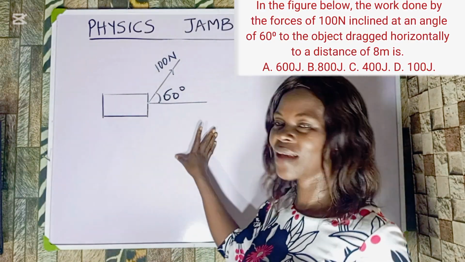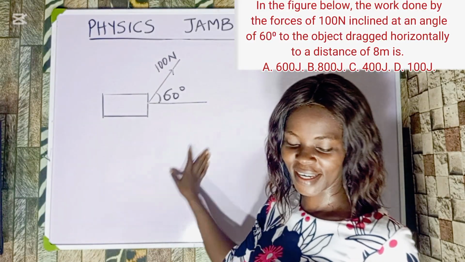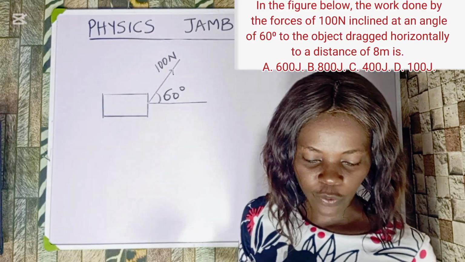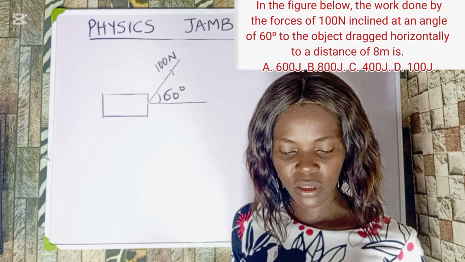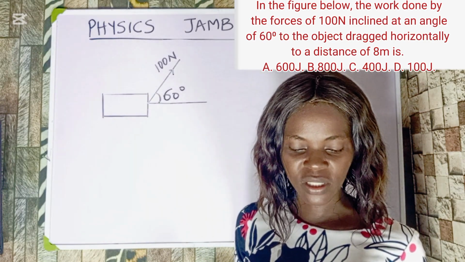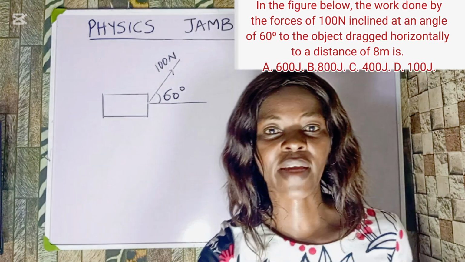So I'm going to use this diagram on the board to explain this work done question. Is that clear? So we have the following options. Option A is 600 joules, option B is 800 joules, option C is 400 joules, and option D is 100 joules.